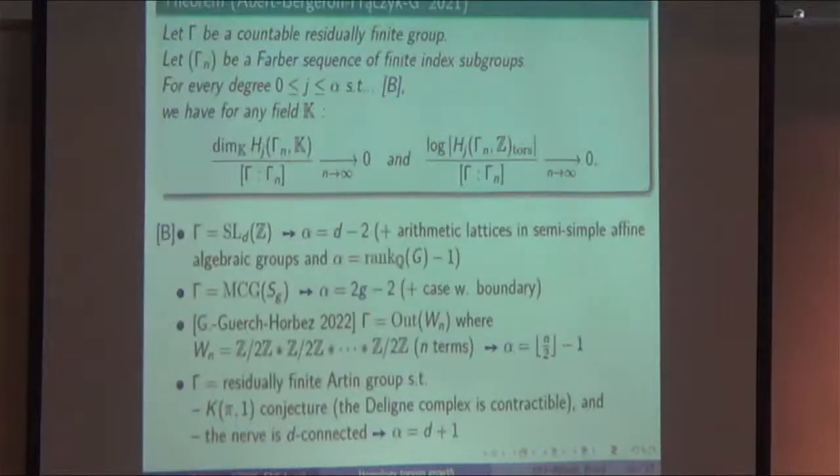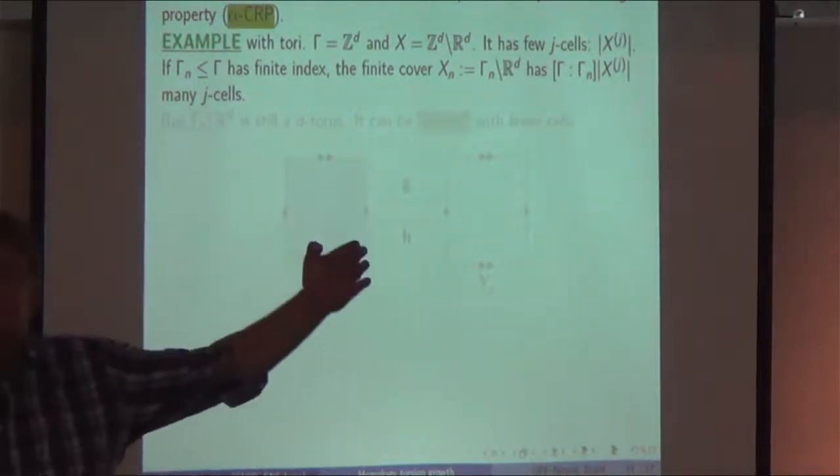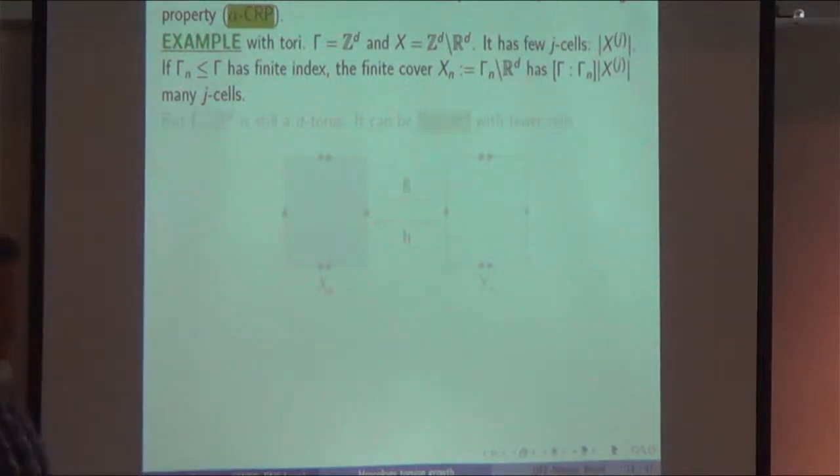Okay, so some words about our tools. Our main tool is what we call the chip rebuilding property. And we introduce this alpha, which means up to dimension alpha. Okay? So the chip rebuilding property, I will give you an example of what it is with tori.